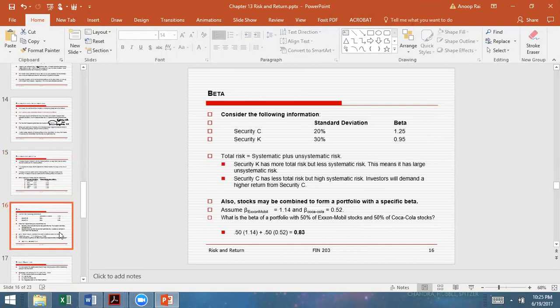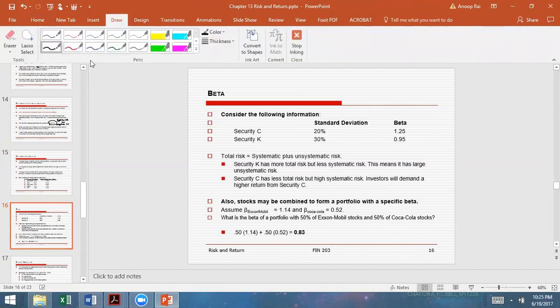Now, the good news about betas is that we can mix and match betas with different stocks. So let's rehash a little bit. Earlier, we studied how to measure risk. We said, let's calculate the standard deviation. So this is the standard deviation. But now we also know how to measure the beta of a stock, which only looks at market risk, or systematic risk.